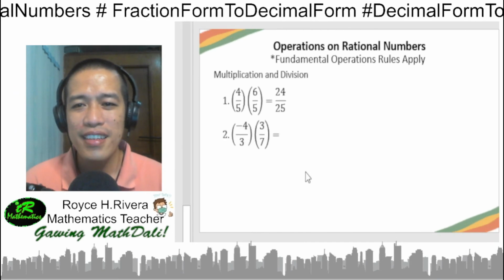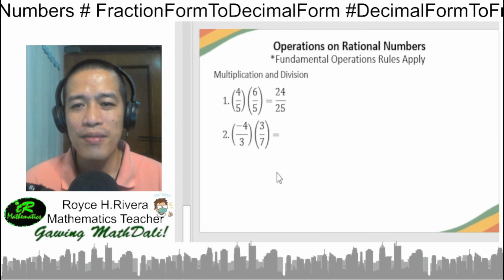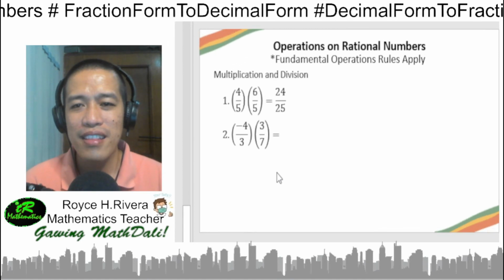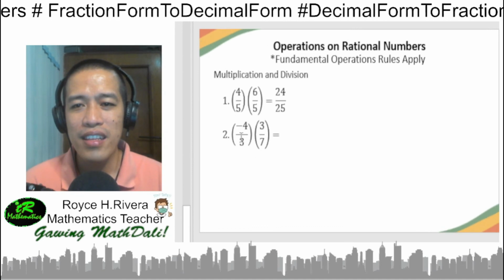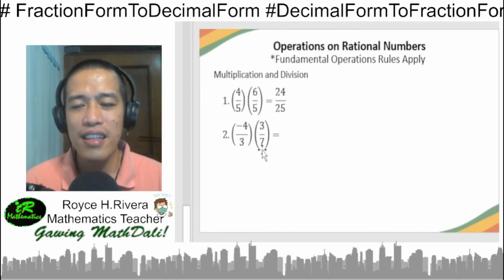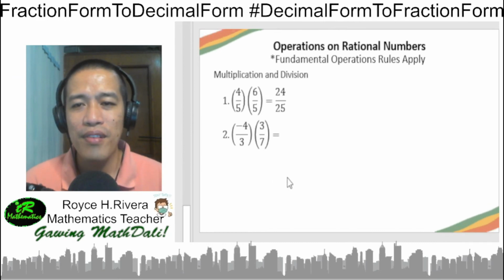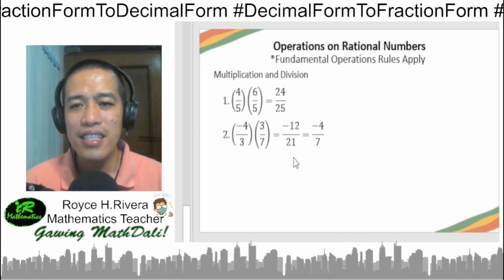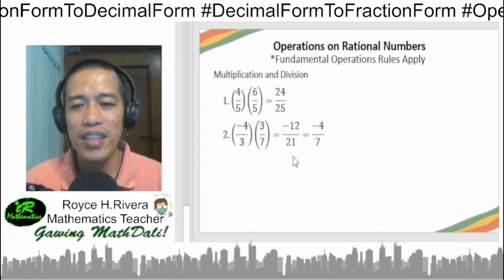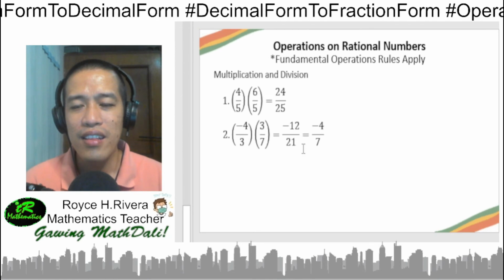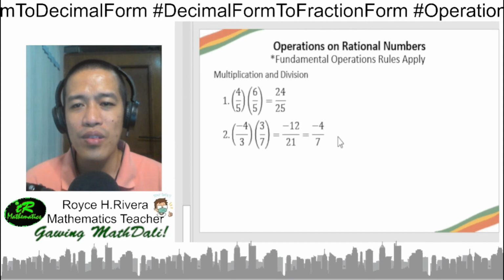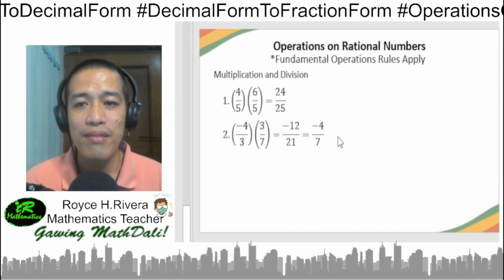Number 2, negative 4 over 3 times 3 over 7. Numerator times the numerator, denominator times the denominator. Negative 4 times 3 is negative 12. 3 times 7 is 21. And negative 12 over 21 can be reduced into negative 4 over 7.